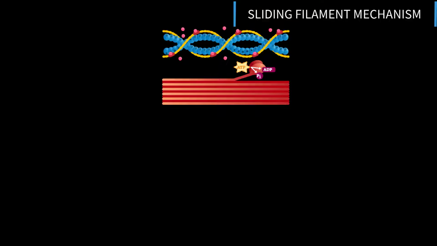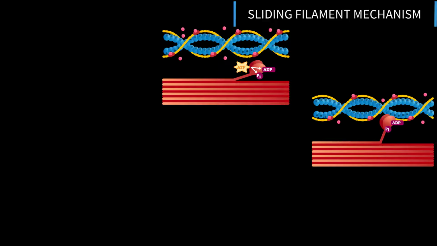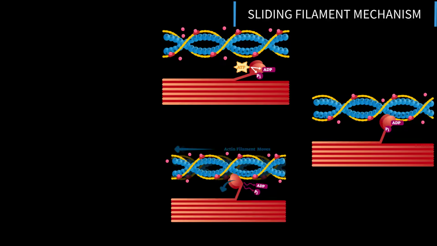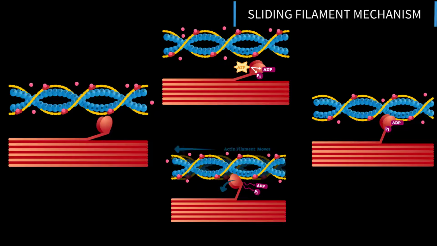Sarcomeres shorten through these repeated cycles, which include the myosin heads attaching to actin filaments, forming a cross bridge, a rotation of the thin filaments past the thick filaments towards the M line, and a detachment of the myosin head from the actin. In the next few slides, we will break down the cycle into 4 steps.